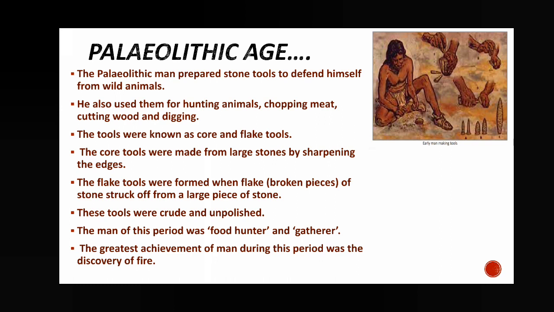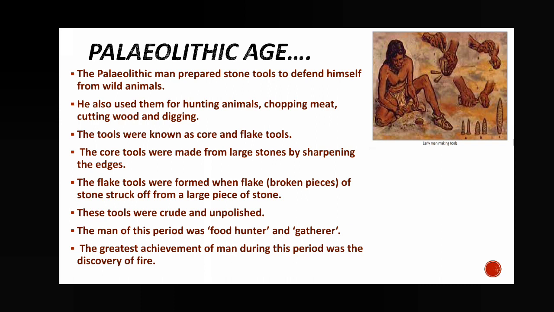Say you want to make a stone tool. First of all, you have to collect a large stone. Then you have to break it and give it a shape like a tool. When you are making the tool from this large stone, some part of the stone is broken off, and these broken parts are called flakes.